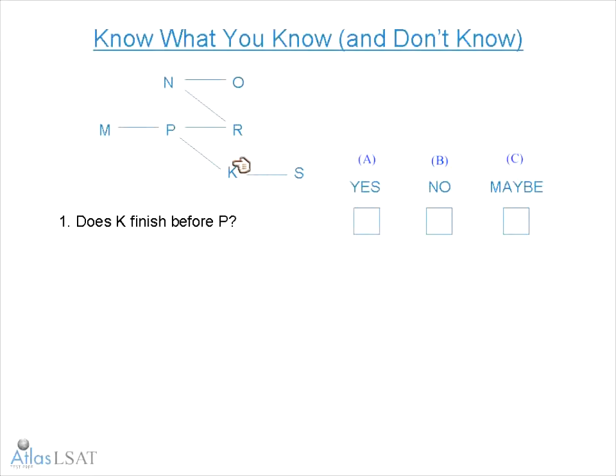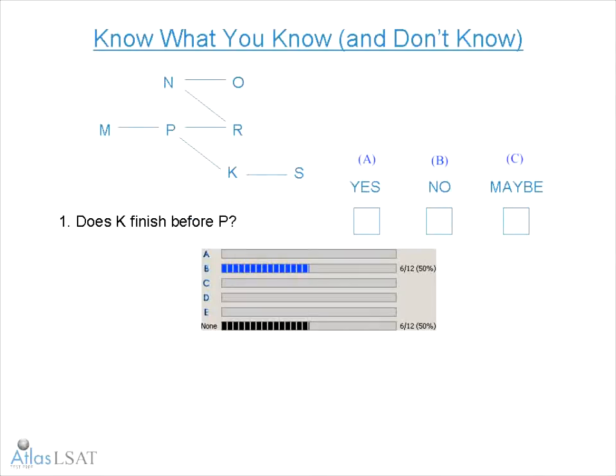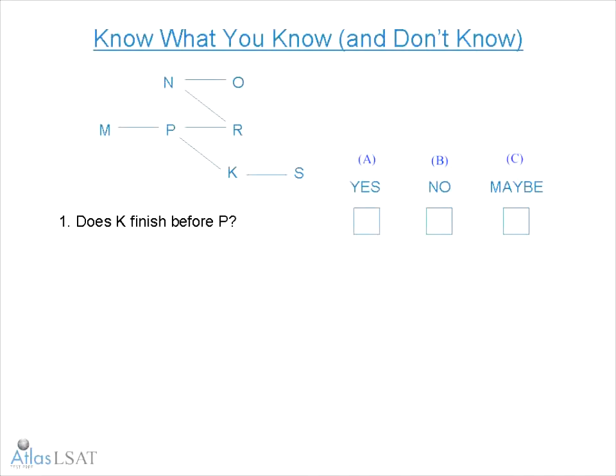Almost all of you are choosing B here. Some people didn't vote, but people are coming down hard on B, which is correct. K does not finish before P. K finishes after P. We can see that because this, as Dan had said, is earlier, this is later. So earlier, later. I'll just put those back in as you think about the next question.